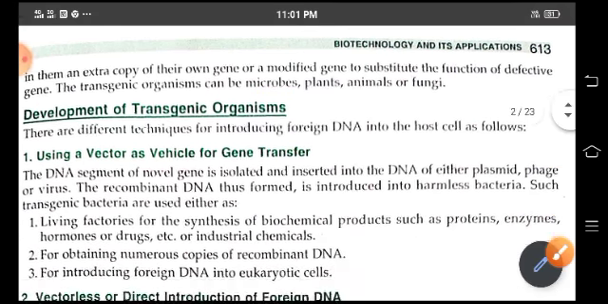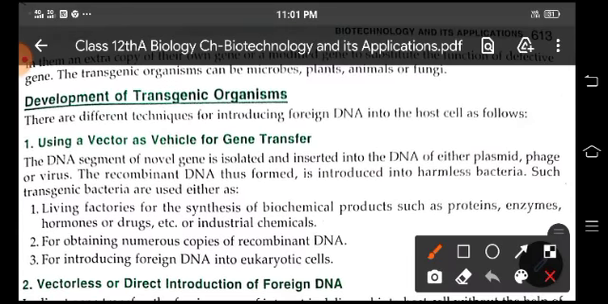So, how to develop transgenic organisms? Now, there are three different techniques for introducing foreign DNA into the host cell. Number one, using a vector as vehicles for gene transfer. Now, the DNA segment of novel gene is isolated and inserted into DNA of either plasmid, phage, or virus. The rDNA which is formed is introduced into harmless bacteria.